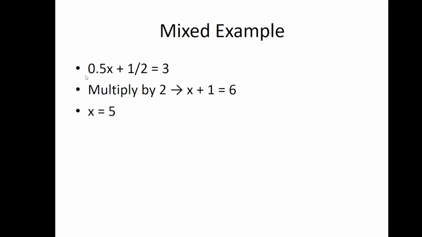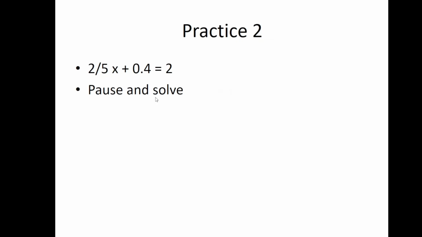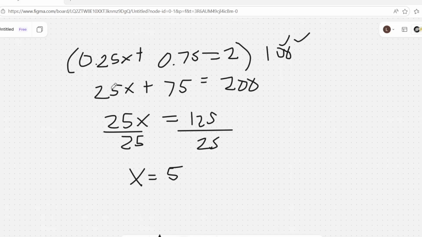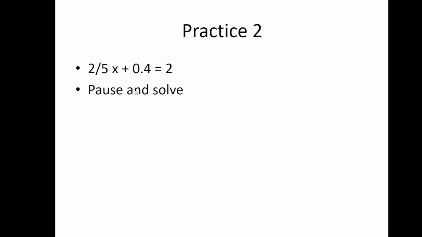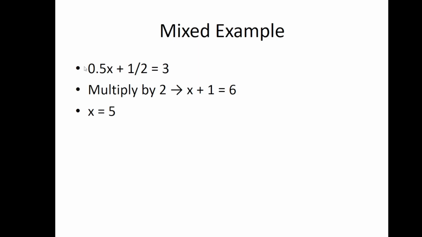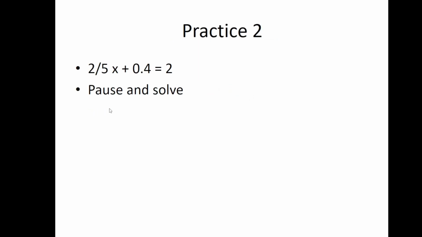So how about if you have a mixed example? Like this. Let's try to solve this one. I'll further elaborate this. But first, let's check. Multiply by 2. So this example was multiplied by 2. So it became x, since 0.5 times 2 is x. 1/2 times 2 is 1. And 3 times 2 is 6. Isolated, x is equal to 6 minus 1, which results to 5. So we can try to apply that idea here in practice problem number 2. Try to solve this, and pause the video.